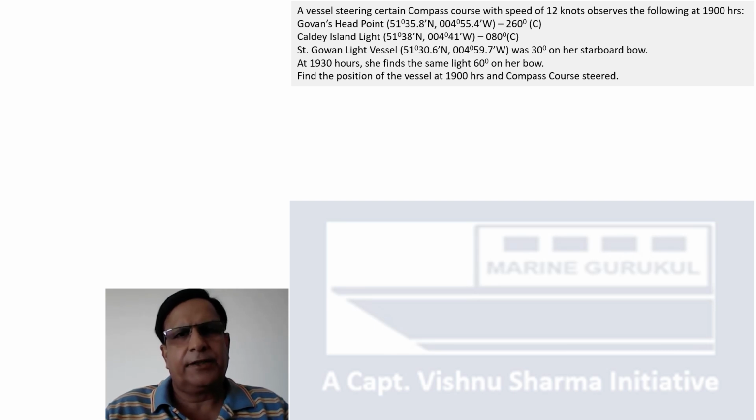A vessel steering a certain compass course with a speed of 12 knots observes the following at 1900 hours. Gower Head point bearing 260 degrees compass. Caldey Island light bearing 080 degrees compass. St. Gowan's light vessel was 30 degrees on her starboard bow. At 1930 hours, she finds the same light, that is St. Gowan light vessel, 60 degrees on her bow. Find the position at 1900 hours and the compass course steered.